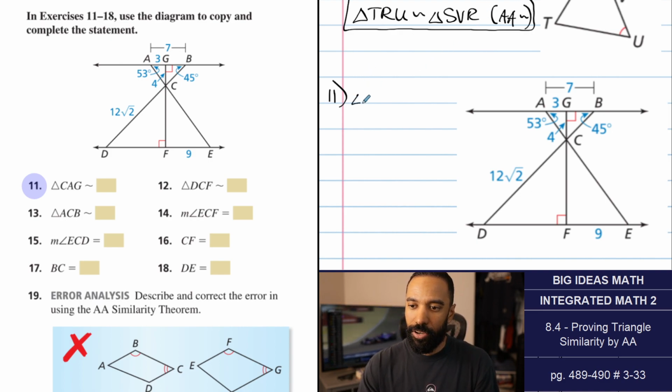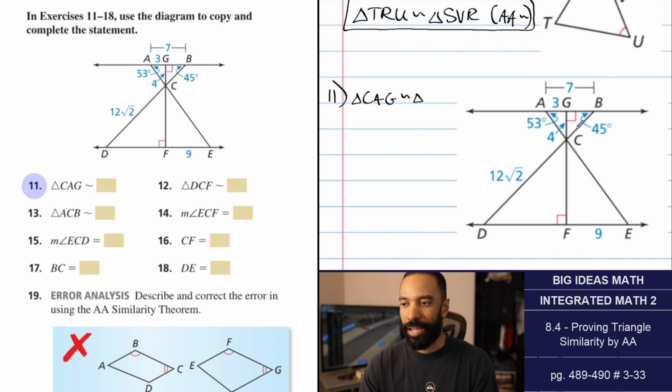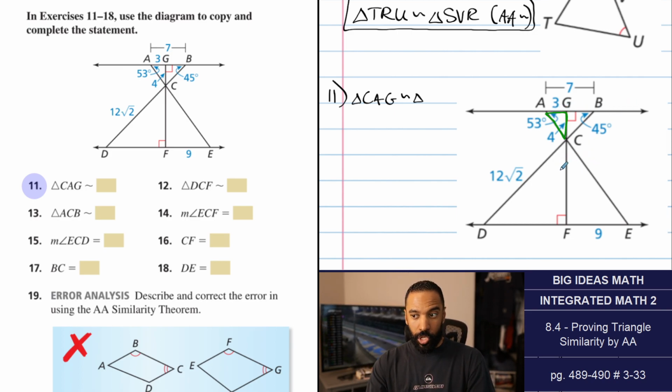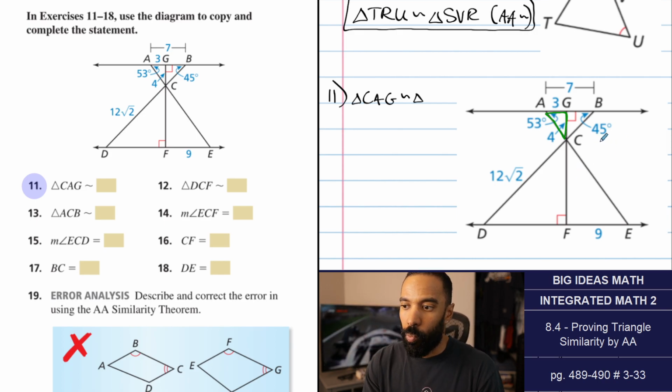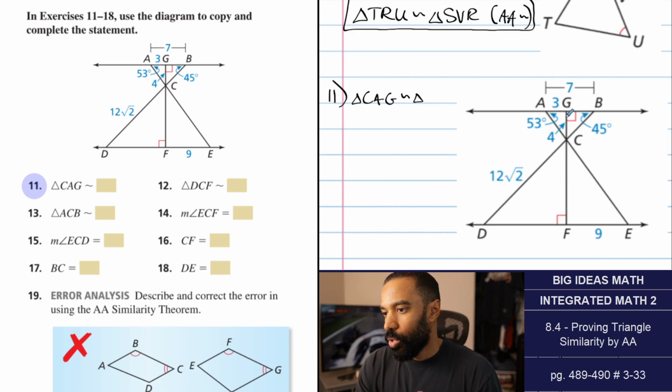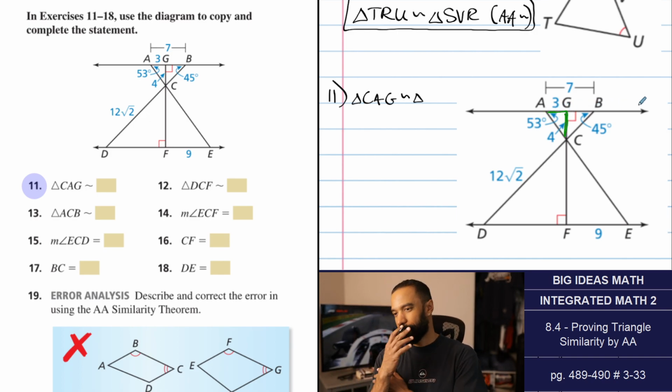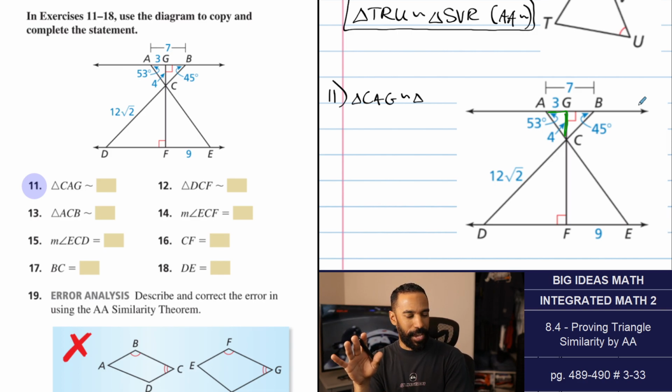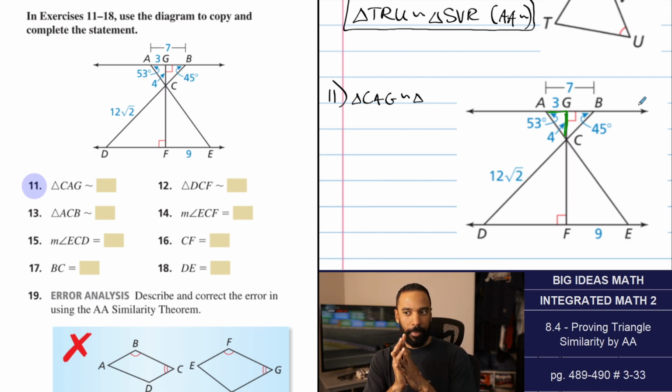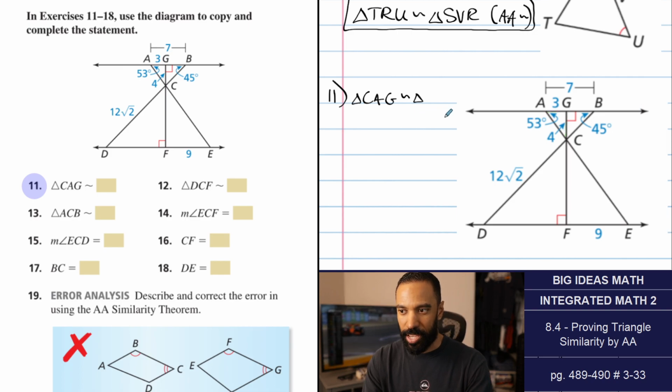Number 11. Triangle CAG is similar to triangle what? So CAG is right here. It's not about congruence, it's about similarity. So it could be one of these big triangles here as well. What I am noticing, we have a length of 4, a length of 3, and we haven't yet hit the other. We're probably doing an angle thing. So I'm not going to talk about the side lengths yet.